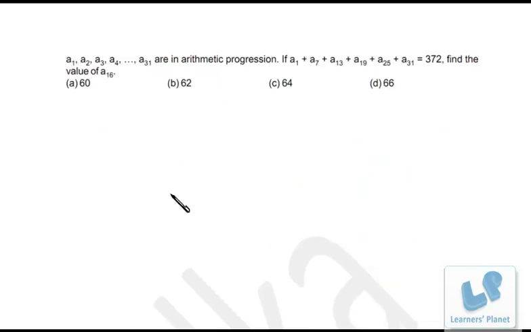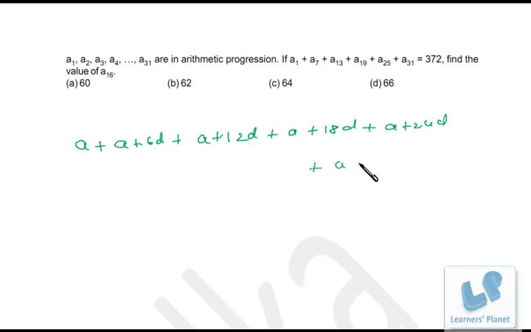Now friends, we have a problem based on arithmetic progression. Here a1 plus a7, that is given to us. We have to find out the value of a16. Now the first term is a1. The seventh term can be written as a plus 6d, right? So this is a plus 6d plus a plus 12d plus a plus 18d plus a plus 24d plus a plus 30d, right? So 1, 2, 3, 4, 5, 6a.